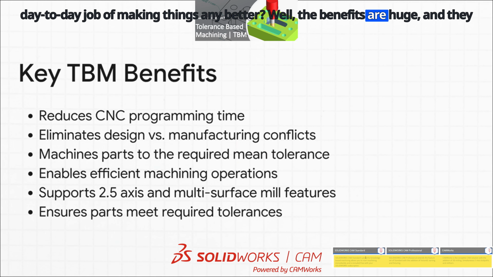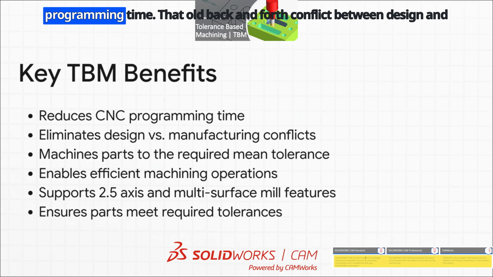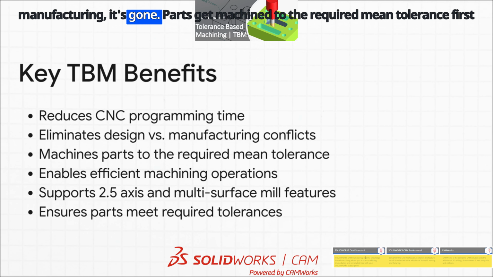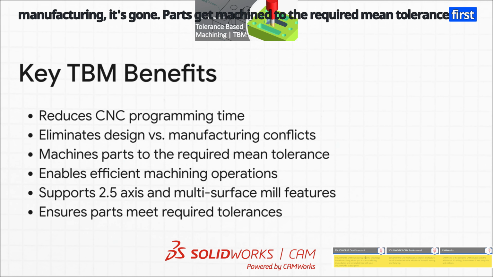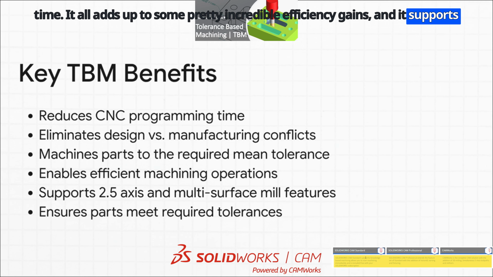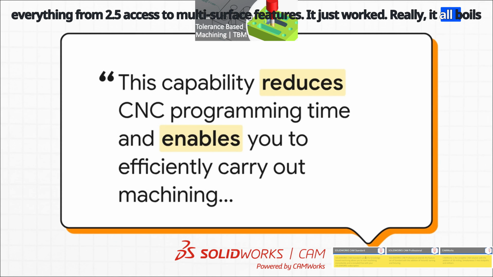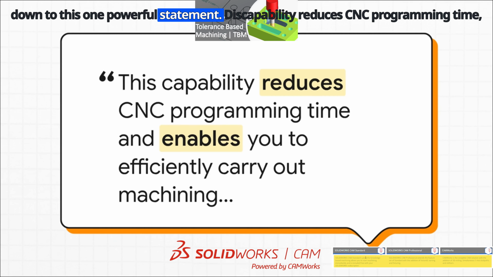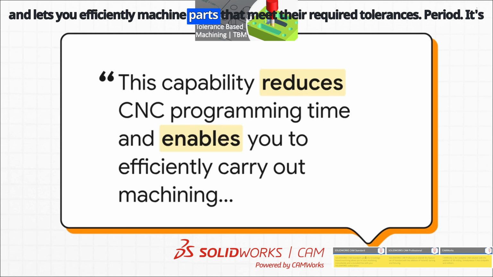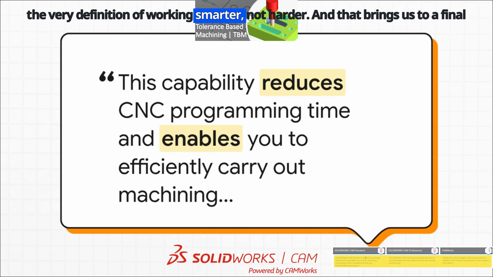Well, the benefits are huge, and they show up almost immediately. You're talking about a massive reduction in CNC programming time. That old back-and-forth conflict between design and manufacturing, it's gone. Parts get machined to the required mean tolerance first time. It all adds up to some pretty incredible efficiency gains, and it supports everything from 2.5 axis to multi-surface features. It just works. Really, it all boils down to this one powerful statement. This capability reduces CNC programming time and lets you efficiently machine parts that meet their required tolerances, period. It's the very definition of working smarter, not harder.